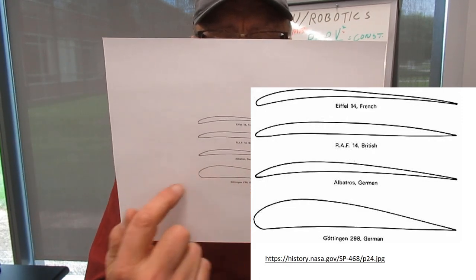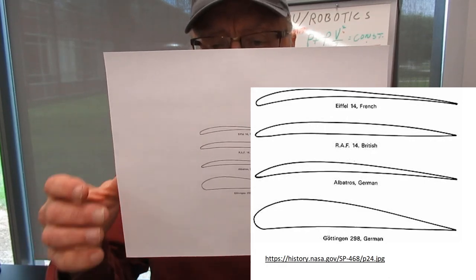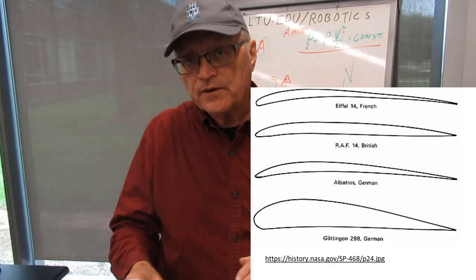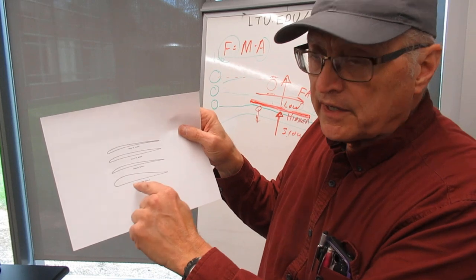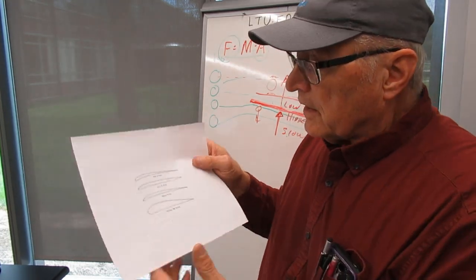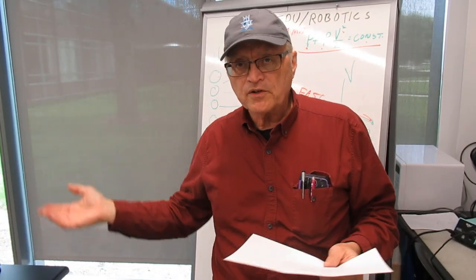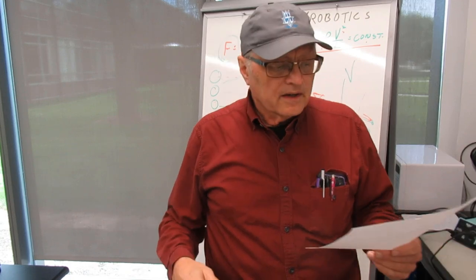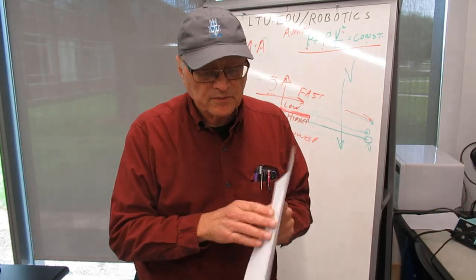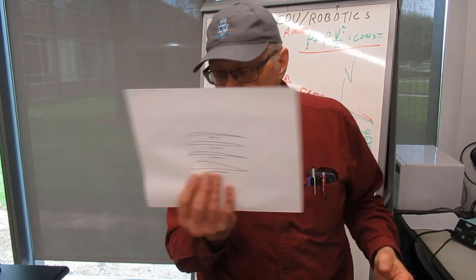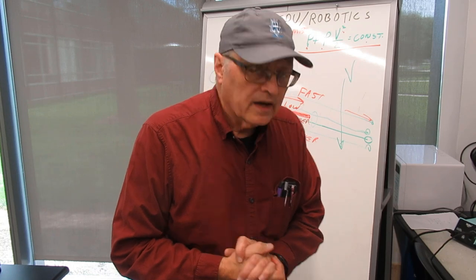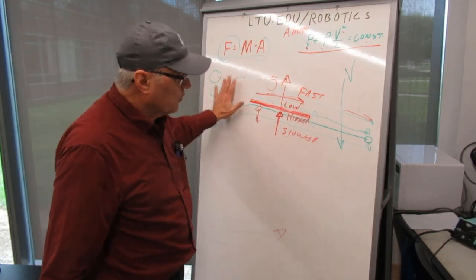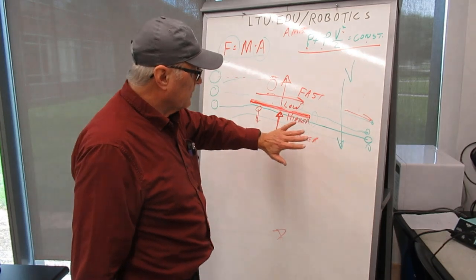This bottom one here is the airfoil used on the Fokker triplane. That, to the best of my knowledge, is the first of the modern looking airfoils with that flattish bottom and the curved top, okay? So these myths about venturis and flat on the bottom, curved at the top, Bernoulli, all that, had to be post-World War I because before that, it wouldn't have made sense given the shape of the actual wings, right?